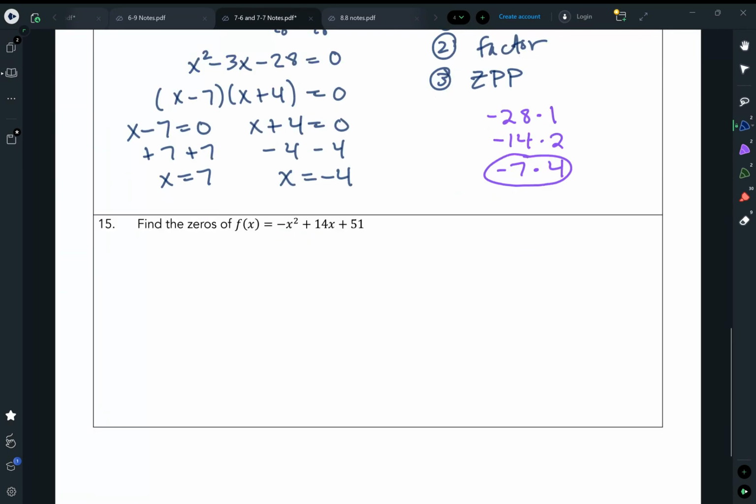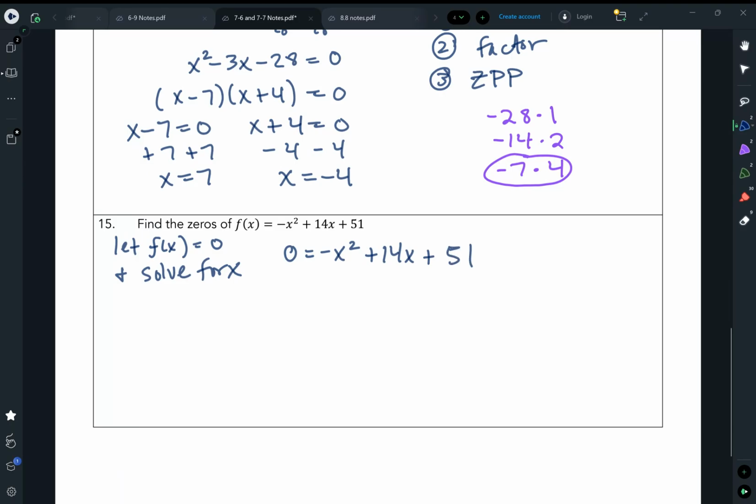All right, the next one is asking me to find zeros. So finding zeros is a fancy way of saying let your f of x equal 0 and find the values of x that make it so. This would be the same thing as x-intercepts. So let's go ahead and put a 0 in. And I have a negative x squared and a plus 14x and a plus 51.